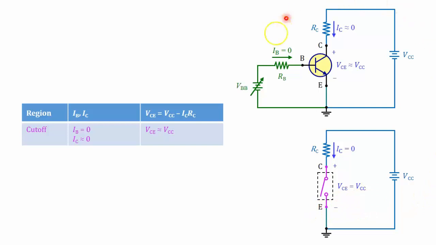Now let's compare these two circuits. Both the transistor and the open switch have 0 current. The voltage difference across them are both equal to the supply voltage VCC. Therefore, the transistor operates as an open switch when it is biased in the cutoff region.